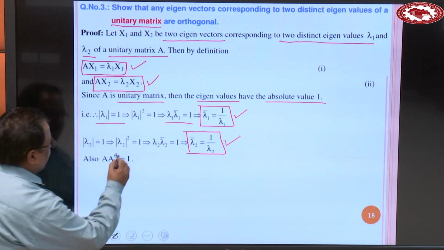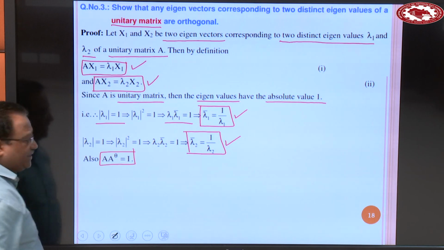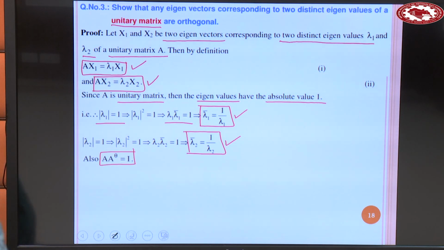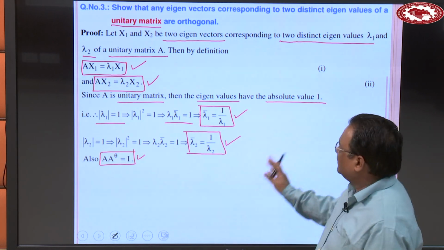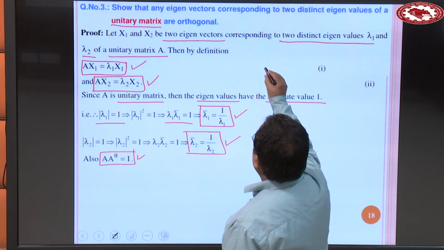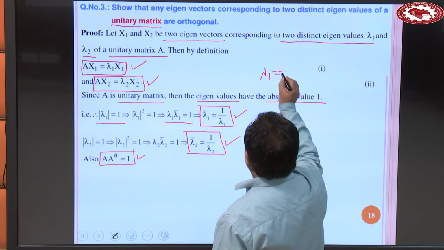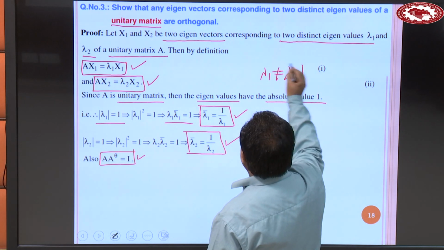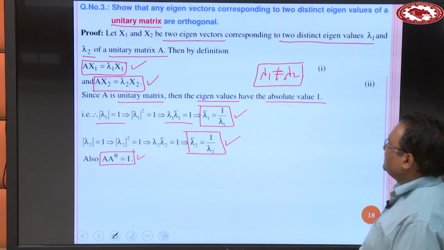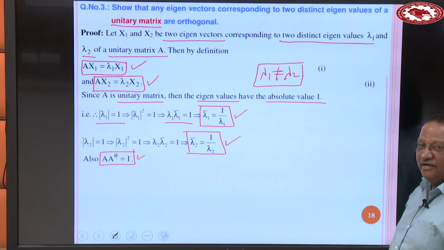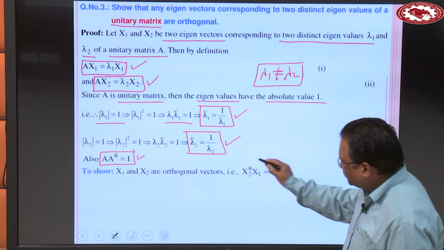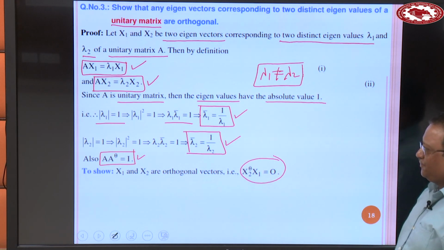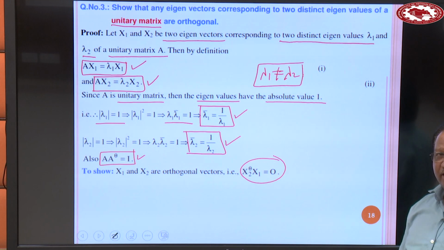And for a unitary matrix, by definition A theta A is equal to I. So this fifth statement is also given. So using all these 5 statements, okay? And one more thing is two distinct eigenvalues. So this statement is also given. Lambda 1 is not equal to lambda 2. So when all these statements are given, then you have to show that x2 theta x1 is equal to O.